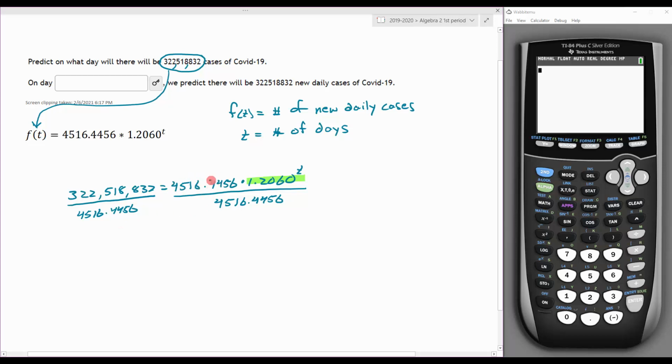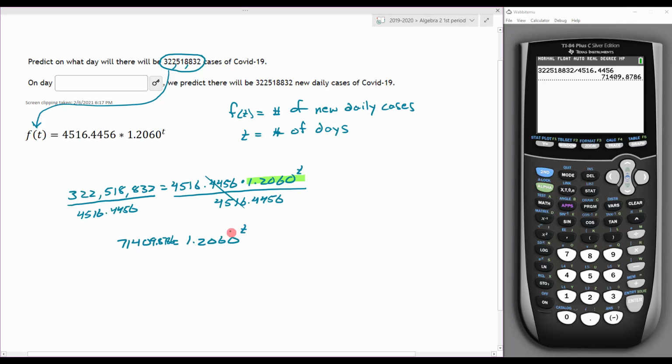We know that on the right-hand side, those are going to cancel out, so all that's going to be left is 1.2060 raised to the t power. I'll go to my calculator to do this part. Okay, so we got 71,409.8786. And there we go. So there's our new equation. All we did was move one piece over to the other side, and now I have that exponential part isolated.